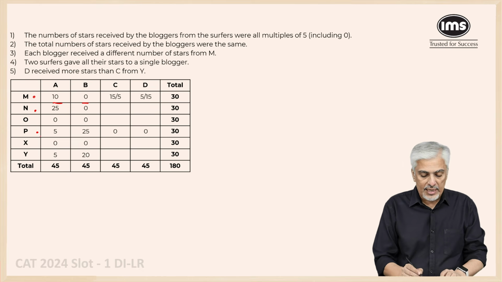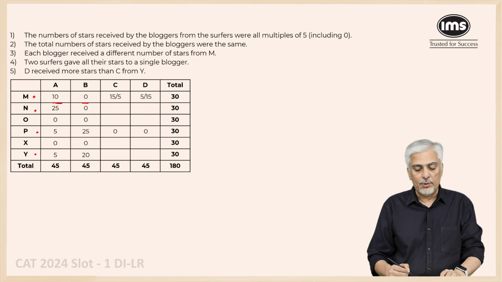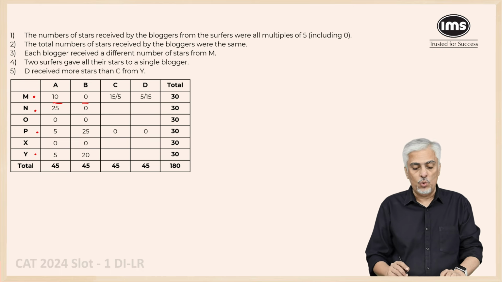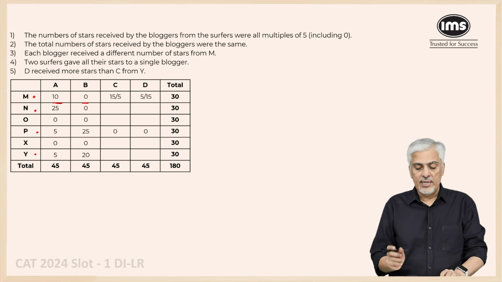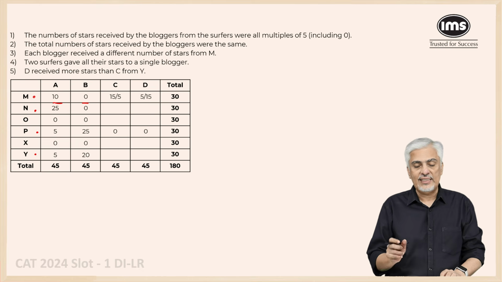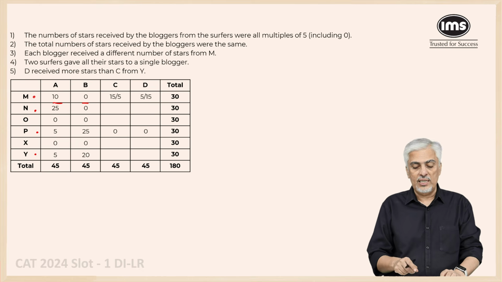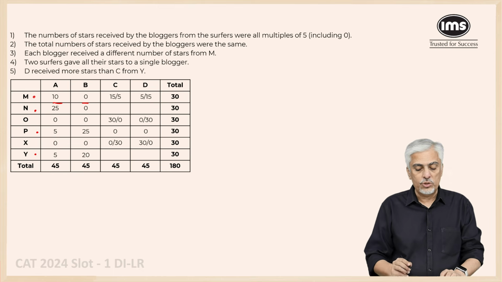That cannot be P and that cannot be Y also. So, the only possibility is O and X. That means O and X gave 30 to somebody. Now, there were 2 things pending for O and X, C and D, which means it can be 30, 0 or 0, 30. So, there will be 30, 0, 0, 30 or vice versa over here. So, that point also is done.